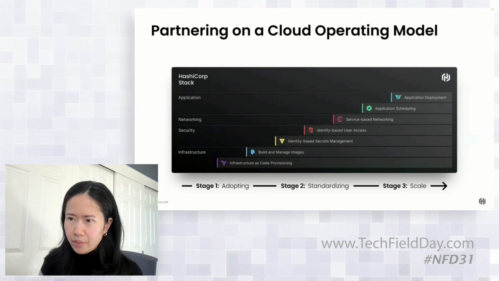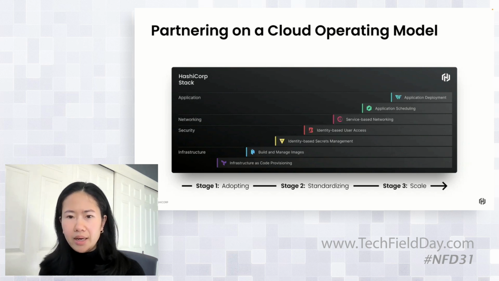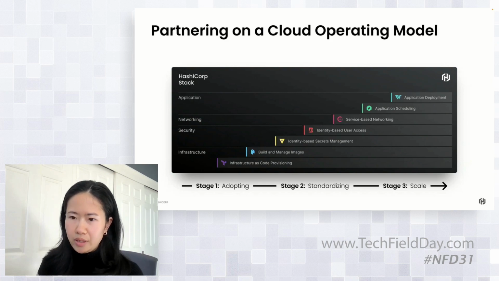And then here is kind of how we see this. So Terraform can only be the start of how HashiCorp helps. As you progress through the different stages, we have a full stack of products to help with the different challenges. So these are things that might help with image management, identity-based security, networking, and application scheduling and development.